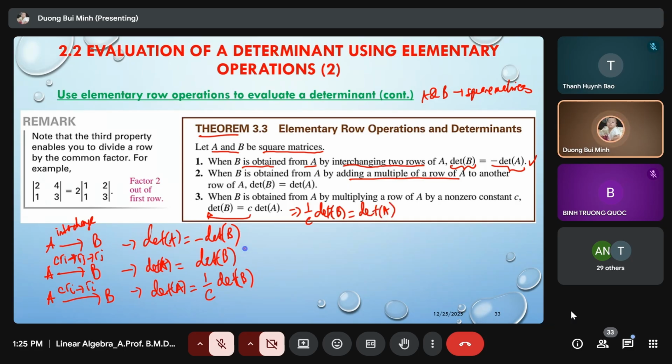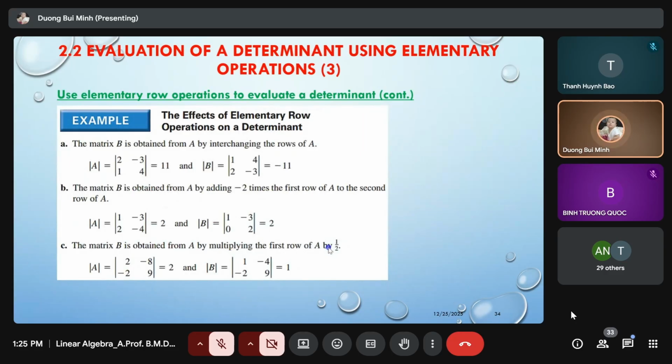Okay, the same. But why do I mention this one? Because normally we get B from A, so normally the determinant of A is blah, blah, blah. So it's up to you. You can remember this one, or you remember this suggestion. Okay. So now we have an example.